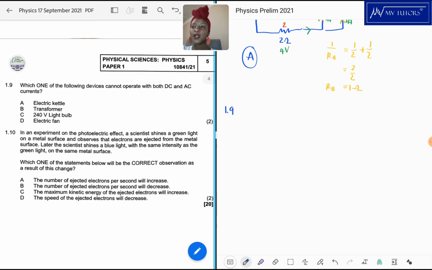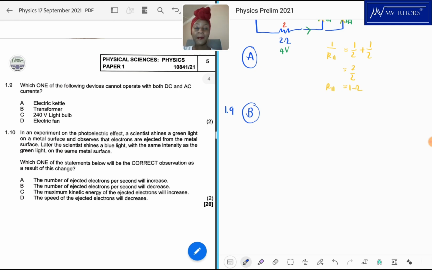Which one of the following devices cannot operate with both DC and AC currents? In the event that you do not know for a kettle, a light bulb, electric fan, transformer, just think about what you do know and what is actually covered in the syllabus. They make it explicit that when you have a transformer, it only operates under AC. Transformer, only alternating current. It does not operate under direct current. So just by knowing the transformer, I go for B in an exam situation.